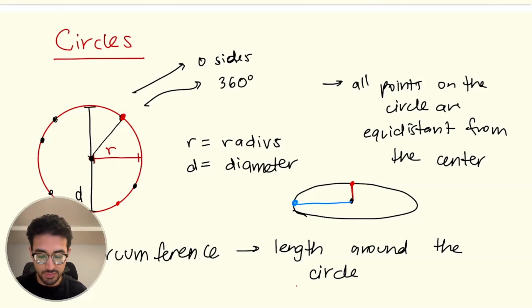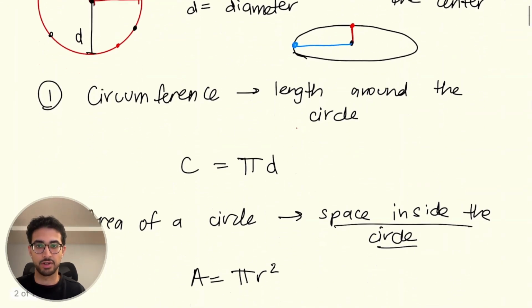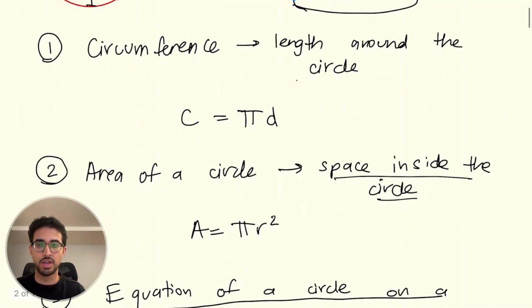So let's move on with a couple of formulas that are really important for you guys to know. These are probably the two foundational formulas over here. It's the fact that the circumference, right, is the length around the circle, and that the area of the circle is the space inside the circle. So these two have formulas that I really recommend memorizing. It's C equals pi d and A equals pi r squared.